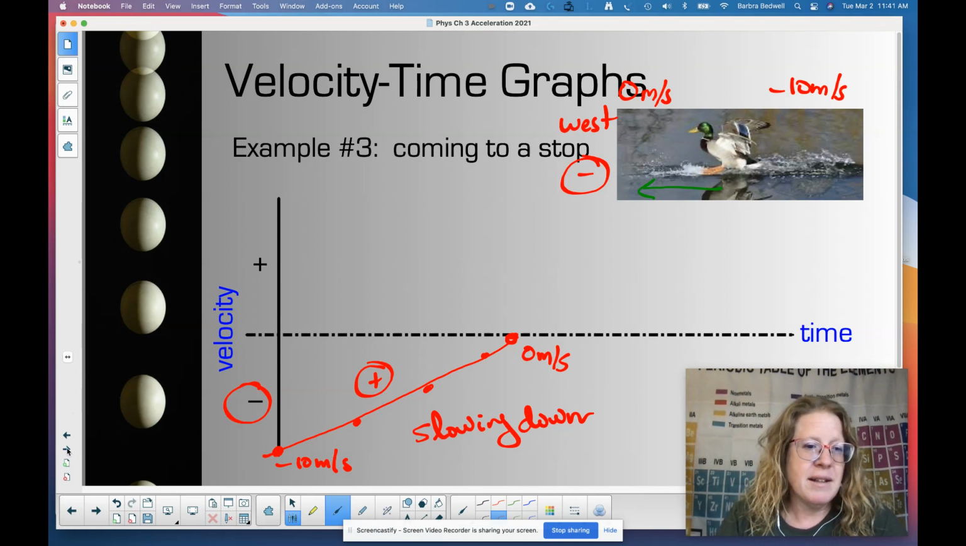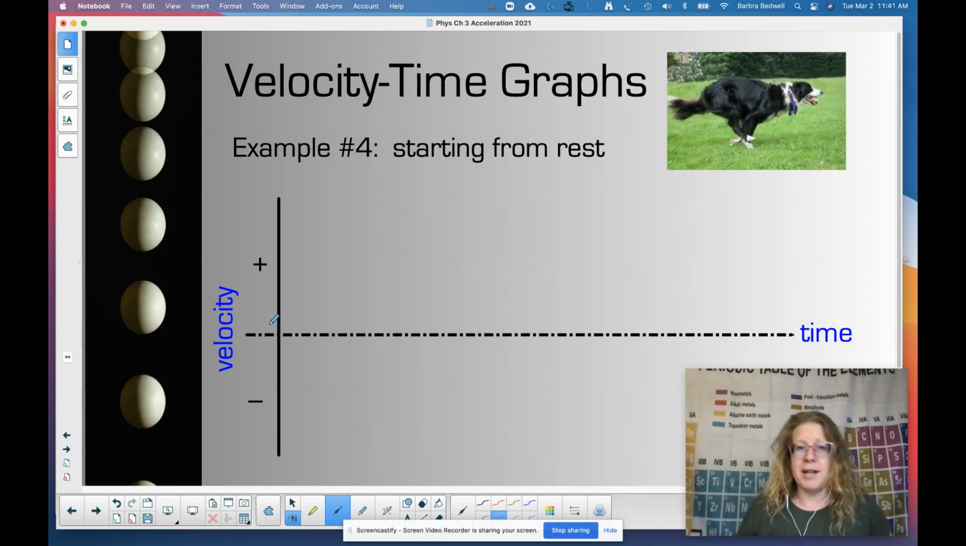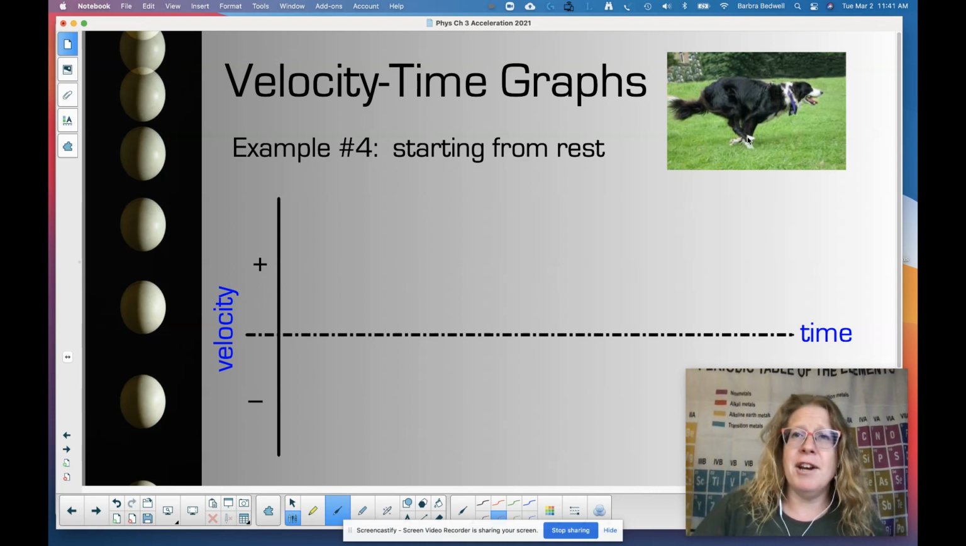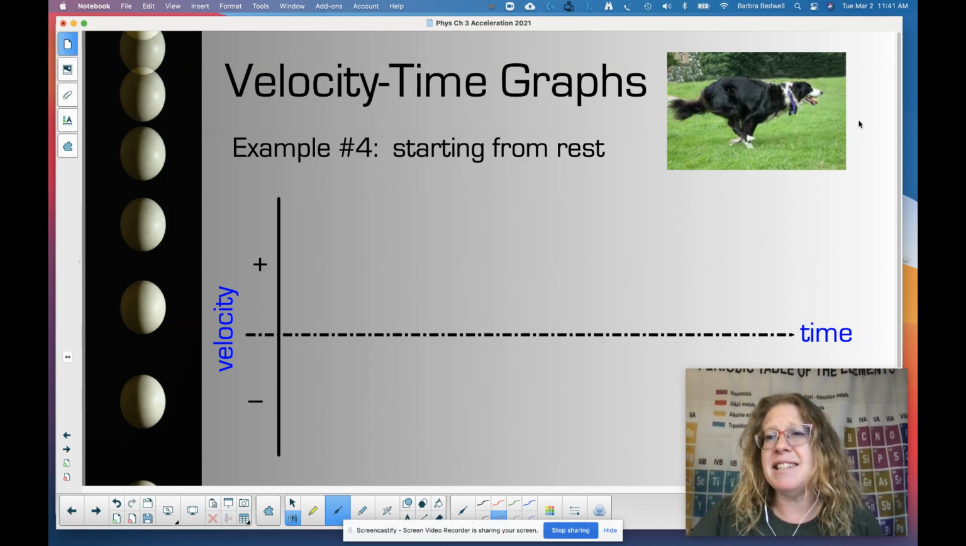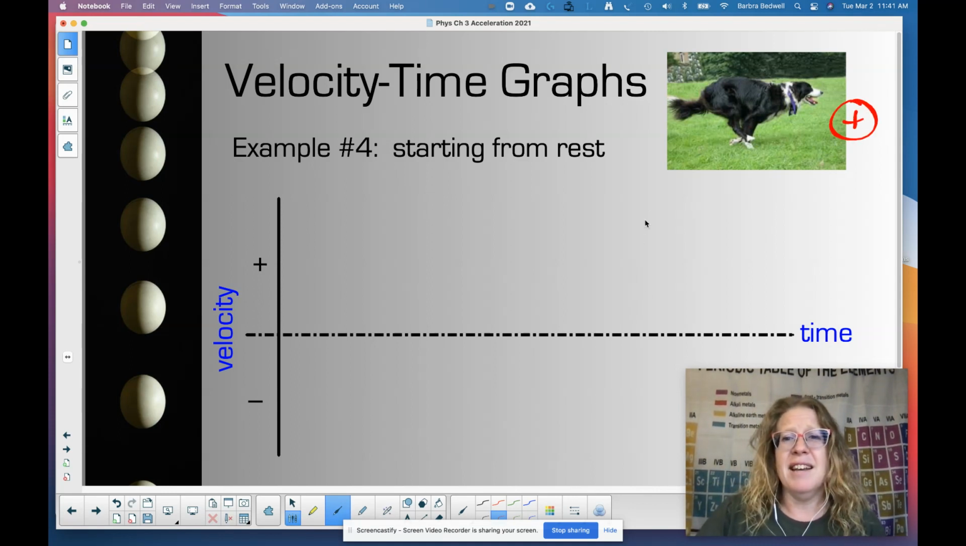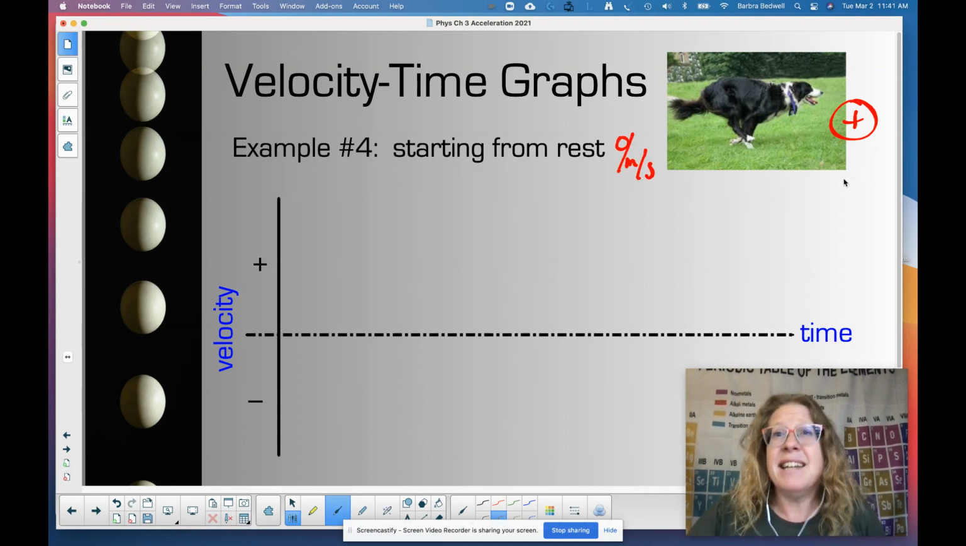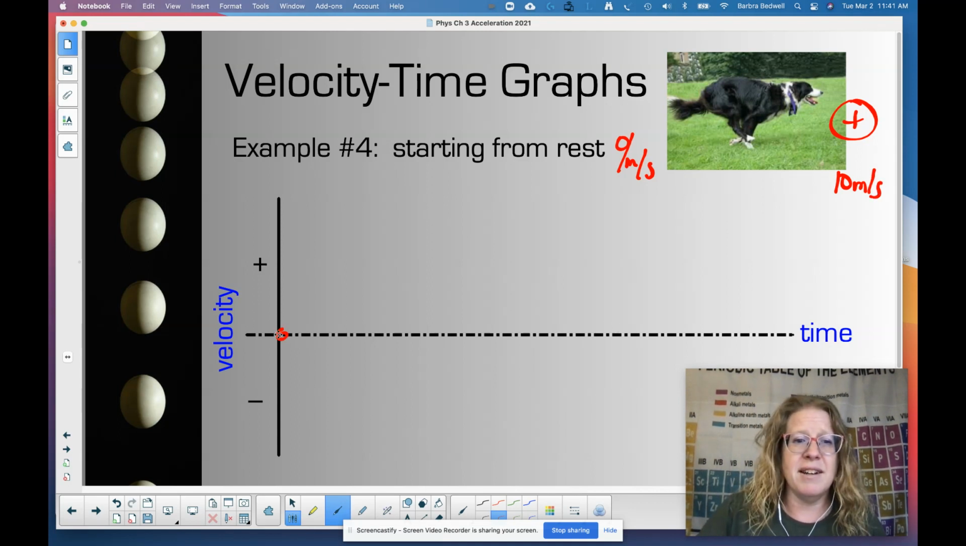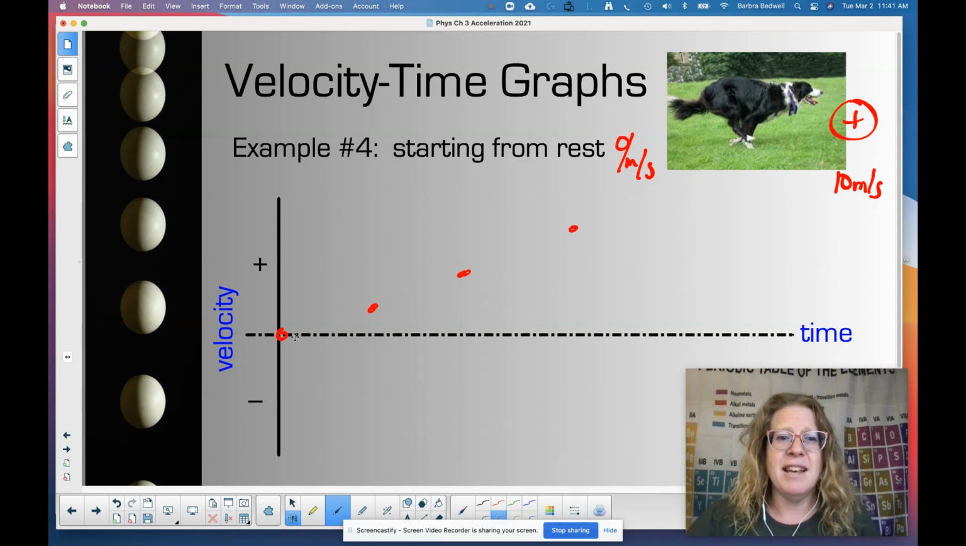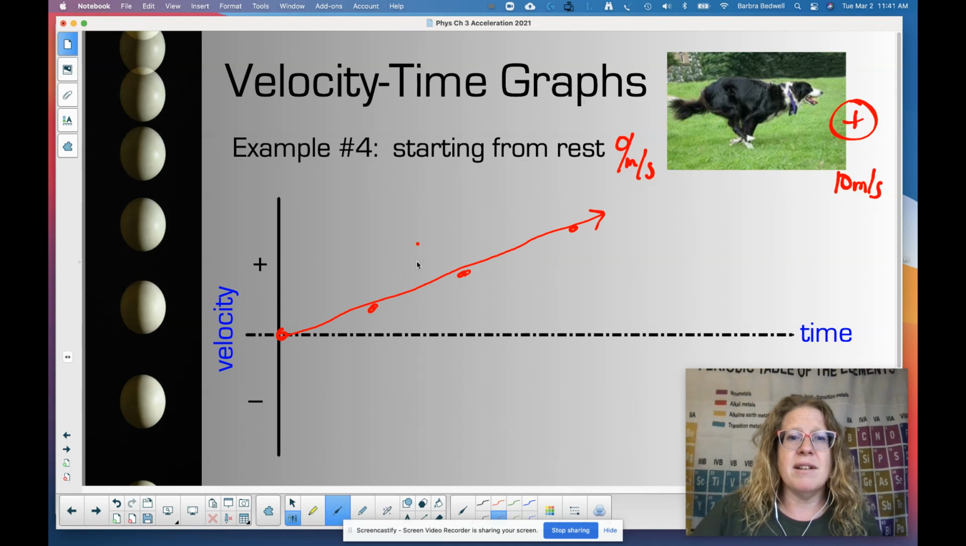All right, moving forward, a little bit easier. Starting from rest. If we got our dog friend here starting from rest, he is heading east. East is in the positive direction. So he's starting at 0 meters per second, and then ending at something positive, 10 meters per second. Now what's he going to be doing? Well, he's starting here, 0, 1 meter per second, 2 meters per second, 10 meters per second, whatever it is. Again, in this particular case, we have an upwards slope to it.